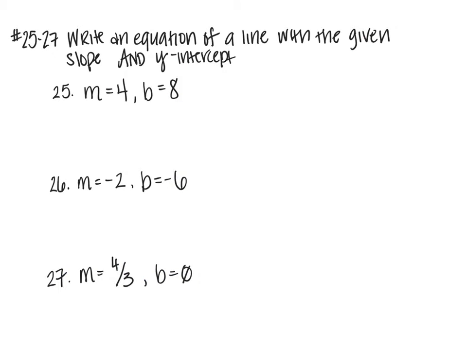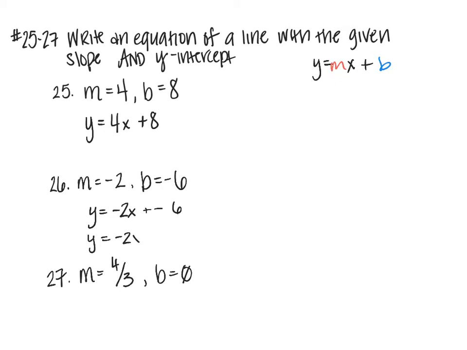All right, in 25 to 27, you were told to write an equation of a line with a given slope and the y-intercept. Remember that you were writing an equation in y equals mx plus b, where m is your slope and b is your y-intercept. So knowing that, hopefully you have y equals 4x plus 8, and y equals negative 2x plus negative 6, which should hopefully be simplified to be negative 2x minus 6. And again, y equals 4/3 x. And that's it, because my b is 0. Hopefully these went pretty fast for you, and you got all of these correct. Remember, my m is my slope, and my b is my y-intercept, and it should be in this form.